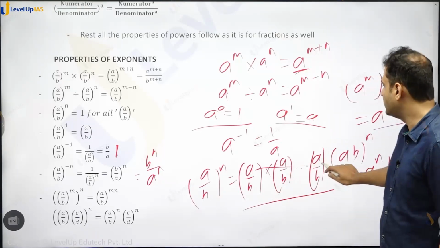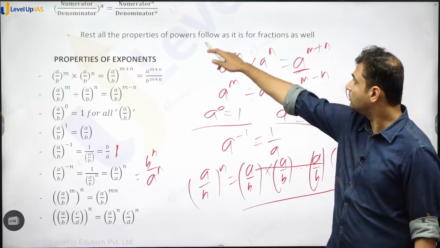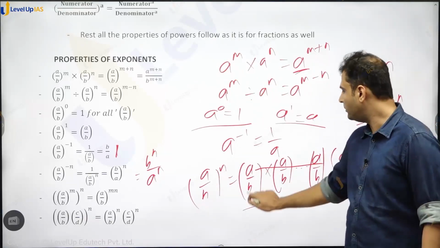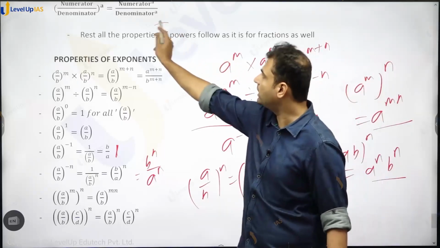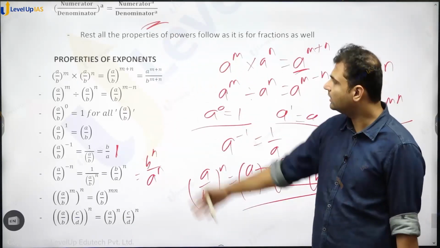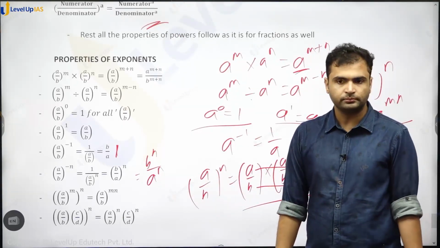a कितनी बार मल्टीप्लाई होगा? n बार होगा. और b कितनी बार होगा? वो भी n बार होगा, बिकॉज मल्टीप्लाई कर रहे हैं. तो ये वहां से फॉलो हो जाता है and from that all the rest follow. ठीक है?